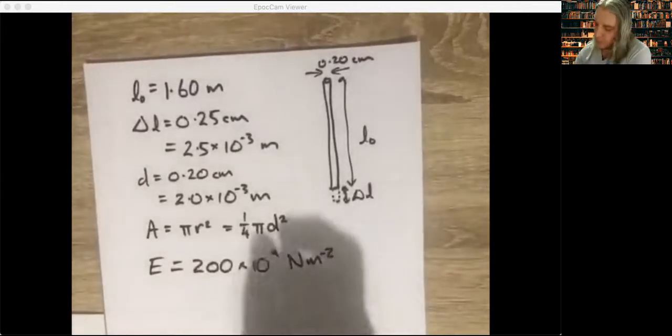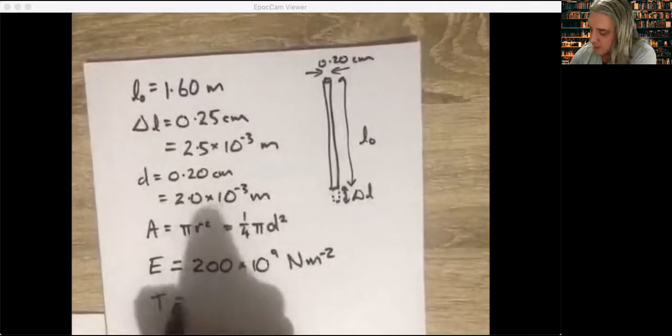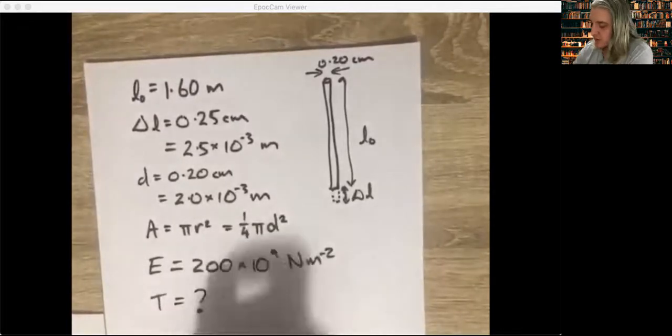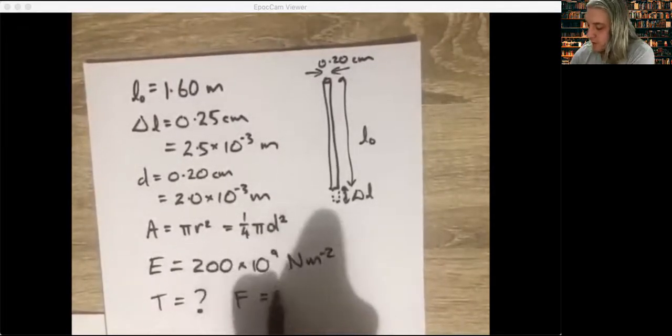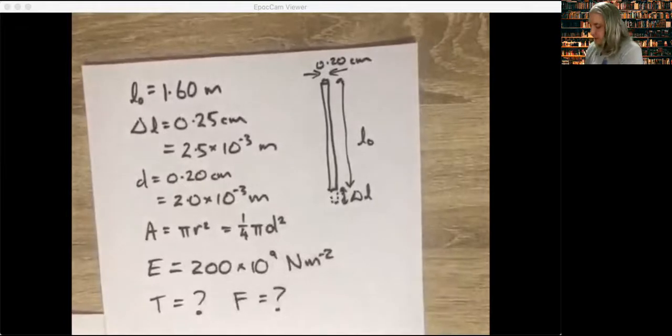And we are looking for the tension. What is the tension? And of course, the tension is just going to be our force. The force that the wire is being subjected to. So that's what we're trying to figure out. We've written down what we know.